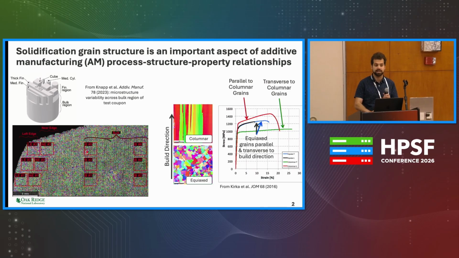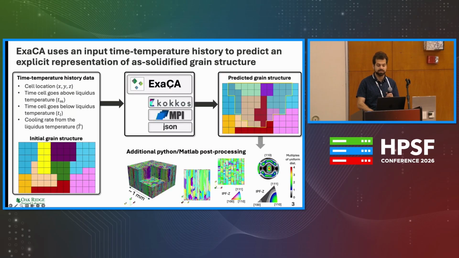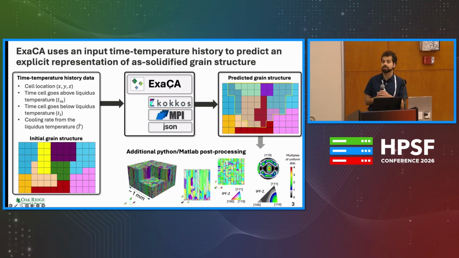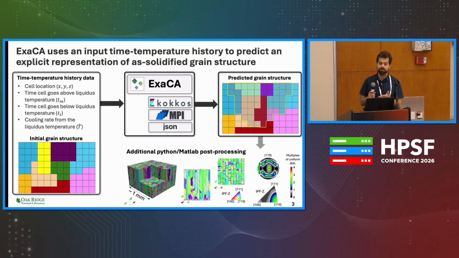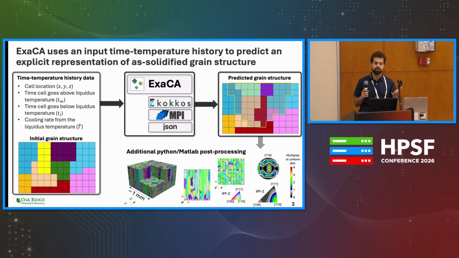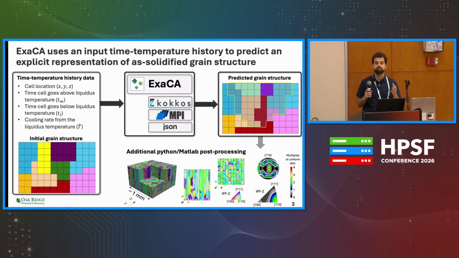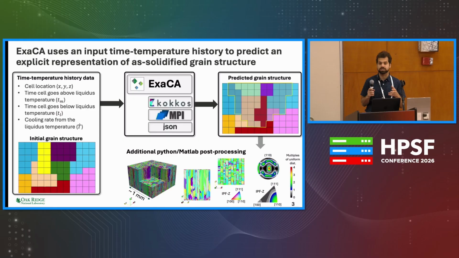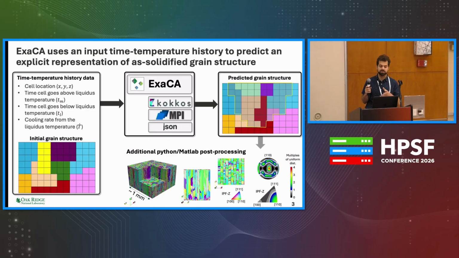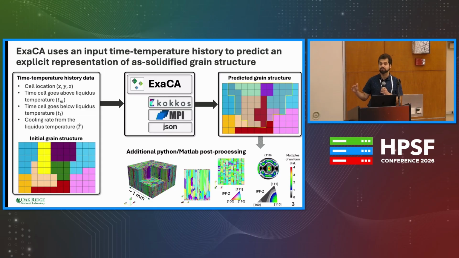And so what ExaCA is doing is, given time temperature history data from a heat transport model, the form that we have is basically you have a regular grid discretized in space. You have a list of locations in X, Y, and Z, and you know when those locations heat above the liquidus temperature, cool below the liquidus temperature, and how fast they cool from the liquidus temperature.